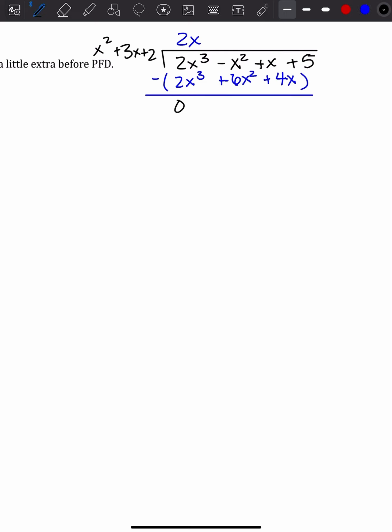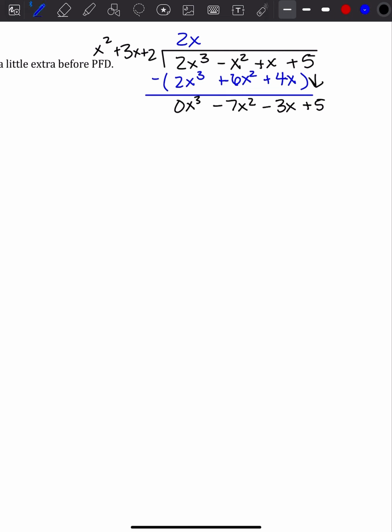So this first part we're going to get a 0, which is what we wanted. We wanted 0x cubed, so we can stop looking at it. Negative x squared minus 6x, negative 7x squared. x minus 4x is going to give us negative 3x. And then we take the next term down.